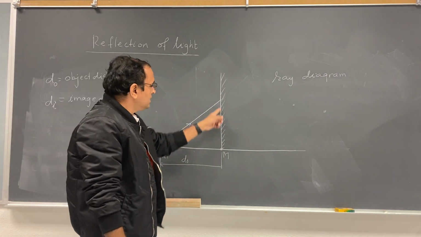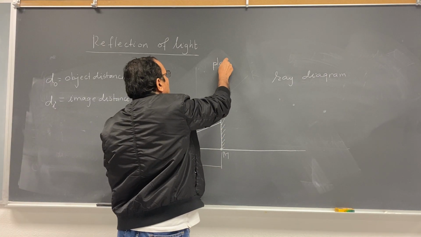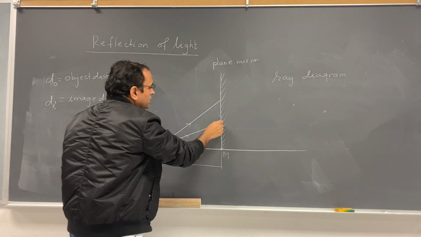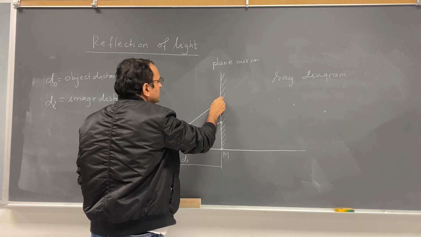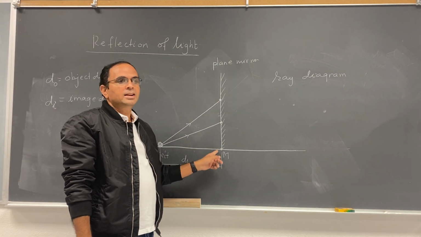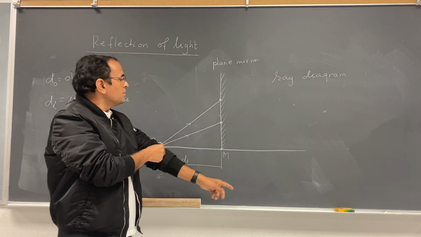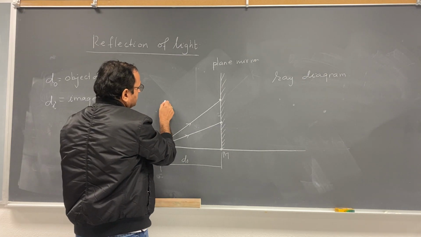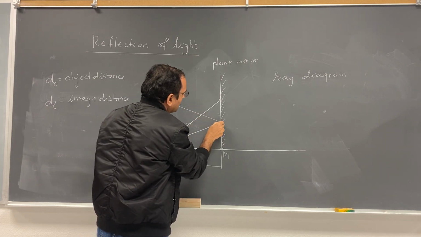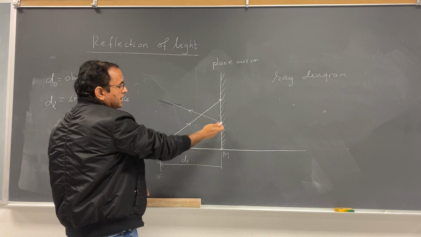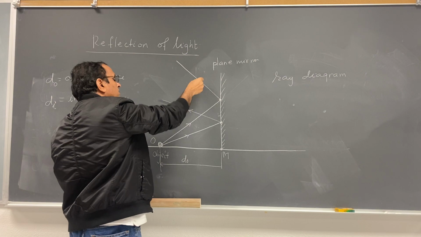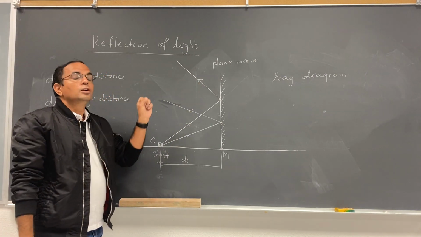Now this is your plane mirror. What happened here then? This is the point of incidence, and this is also a point of incidence. You know that this is an opaque object. Light cannot pass through this plane mirror. So the light reflects. This is the reflected ray, reflecting from here, and another one is this, also a reflected ray. So I have two incident rays and two reflected rays.